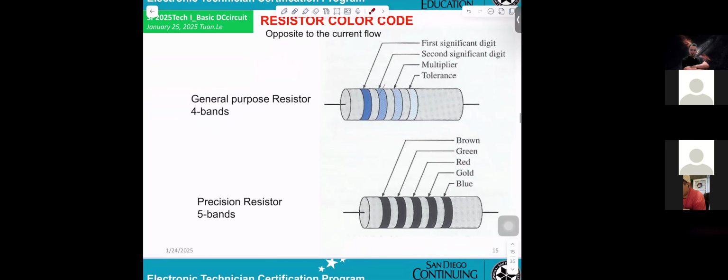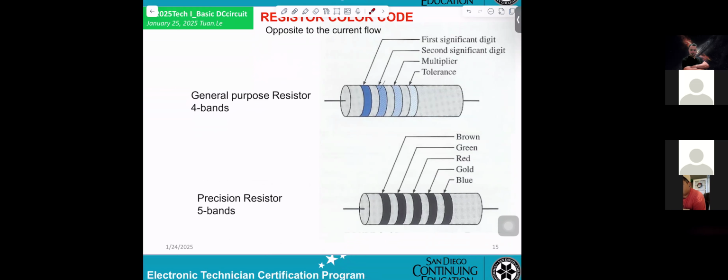Now, this is the color code. This is a resistor. They call it a general purpose resistor, 4 band. 1 band, 2 band, 3 band, 4 band. The first band they call the first significant digit. Second is the second significant digit. Next one will be the multiplier. And the last one, tolerance. That's the general one.